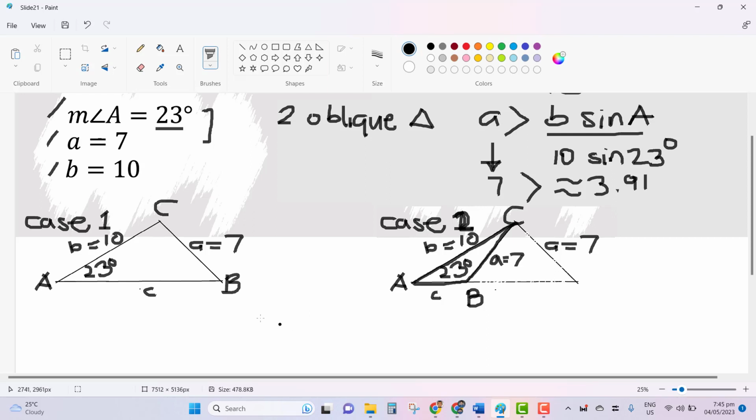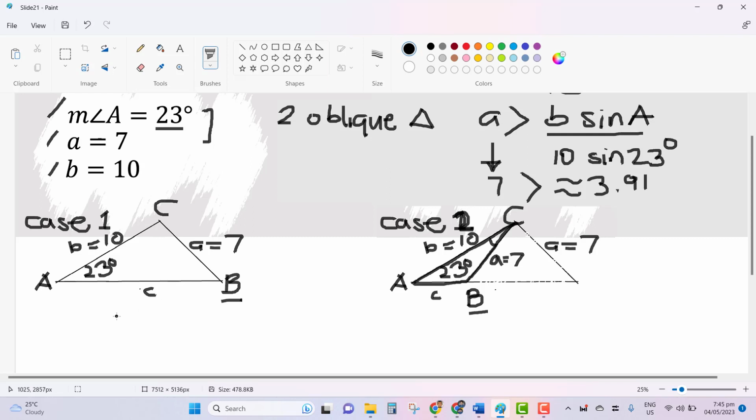Look at what happened to the measurements for B. This is acute. This is now obtuse. So there are two different measurements for angle B. Angle C becomes smaller from this to simply this region here, and your side C becomes shorter for case 2. This is why there are two possible situations. So let's start with case 1.